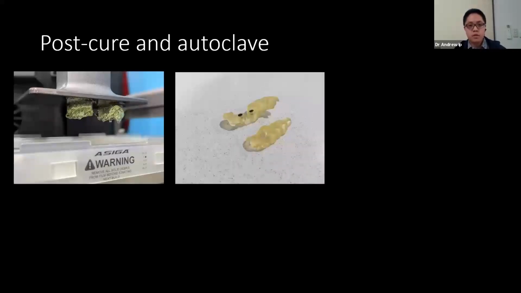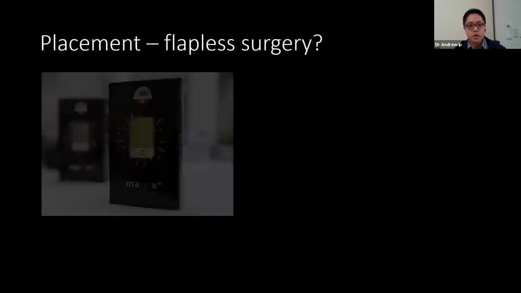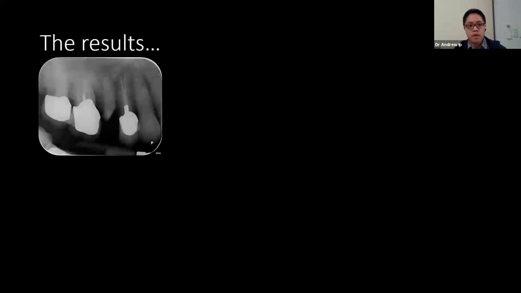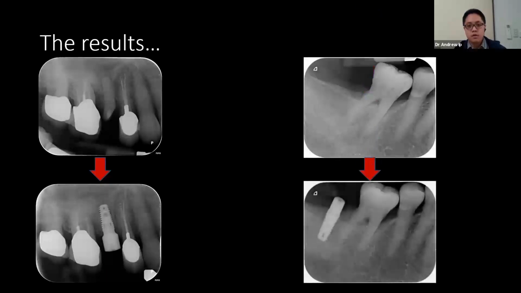Okay, so you're going to print it, you post-cure it, and autoclave it. And once you autoclave it, it's going to be clear. And then you can do flapless surgery, the flapless guided kit, and the results. Yep, here and here. All right. So I would suggest basically what you get is basically what you put in. If you put it in wrong in the guided software, you will get it wrong when it comes to the surgery. Okay.